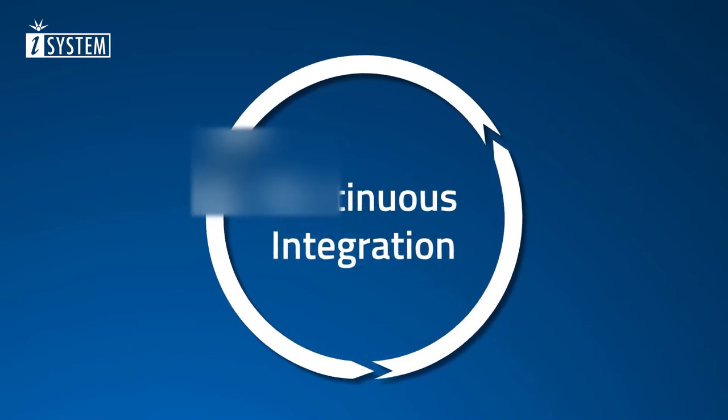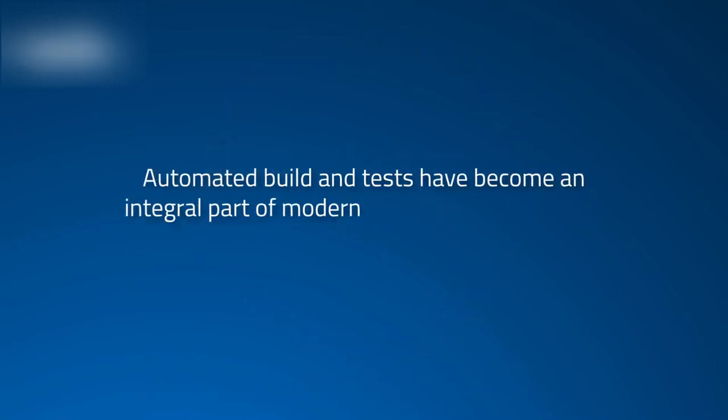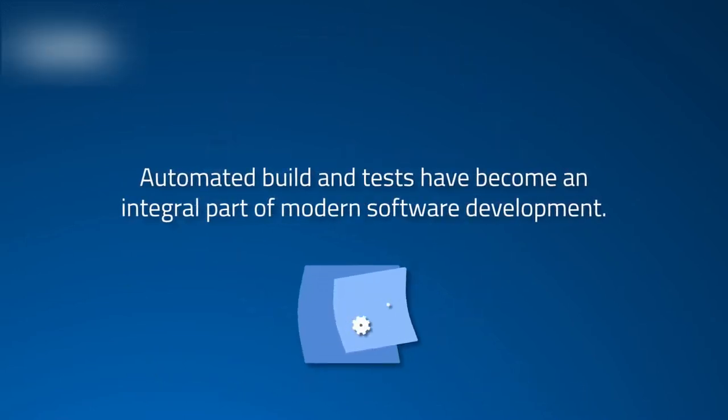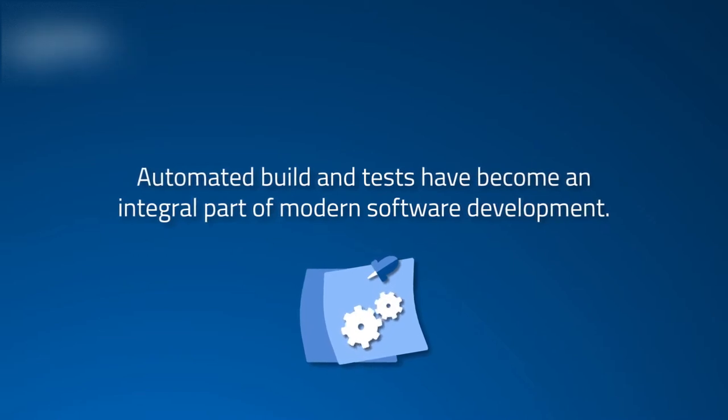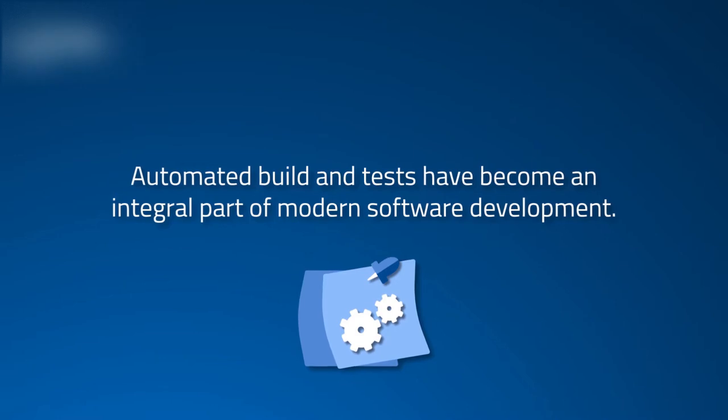We will take a look at what this is, its infrastructure, and benefits. Automated build and tests have become an integral part of modern software development. Continuous integration, or CI for short, is also becoming more and more popular in the embedded field.